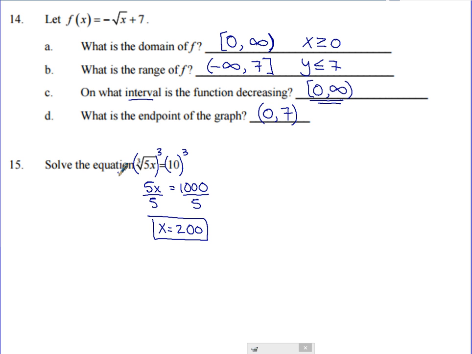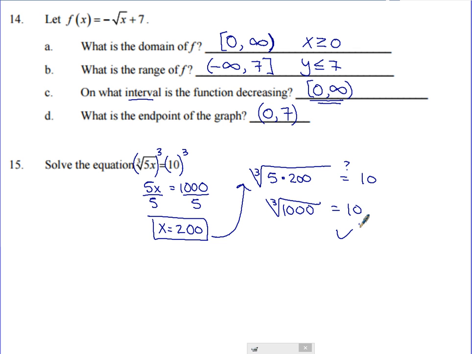It said solve the equation. Now I want to double check. If I ever solve something, the best bet at getting it correct is double checking and plugging it back in. So if I plug in 5 times 200, I should get 10. Does this work? 5 times 200, 5 times 2 is 10, so we get 1,000. And the cube root of 1,000 is 10. Is that a true statement? Yes, it is. So I know that I got it right, and I'm feeling confident. Wonderful, which is how we want you to feel.